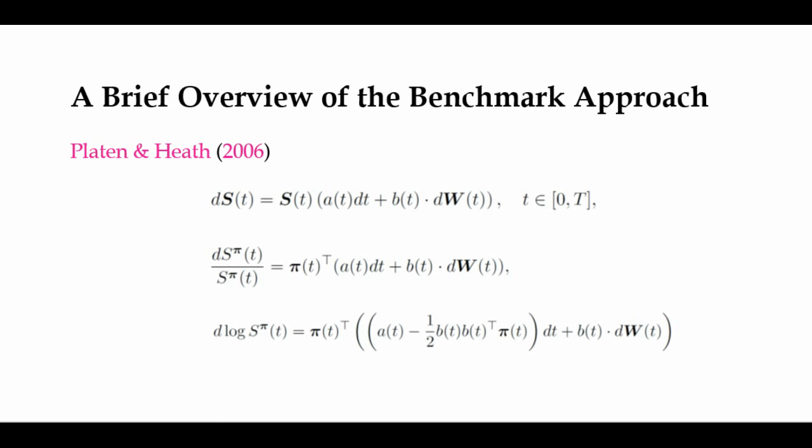We consider a self-financing portfolio denoted as pi(t), where pi(t) is a vector of fractions of wealth invested in the corresponding primary securities. The price process of the portfolio satisfies the next SDE. And by assuming this price process is non-negative, we consider its logarithm, and it satisfies the next SDE. This is all straightforward.